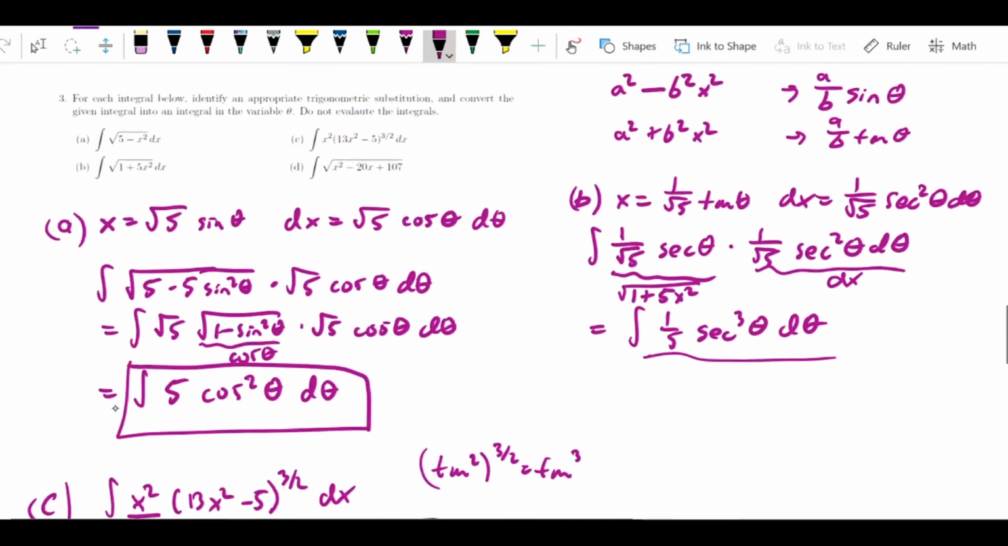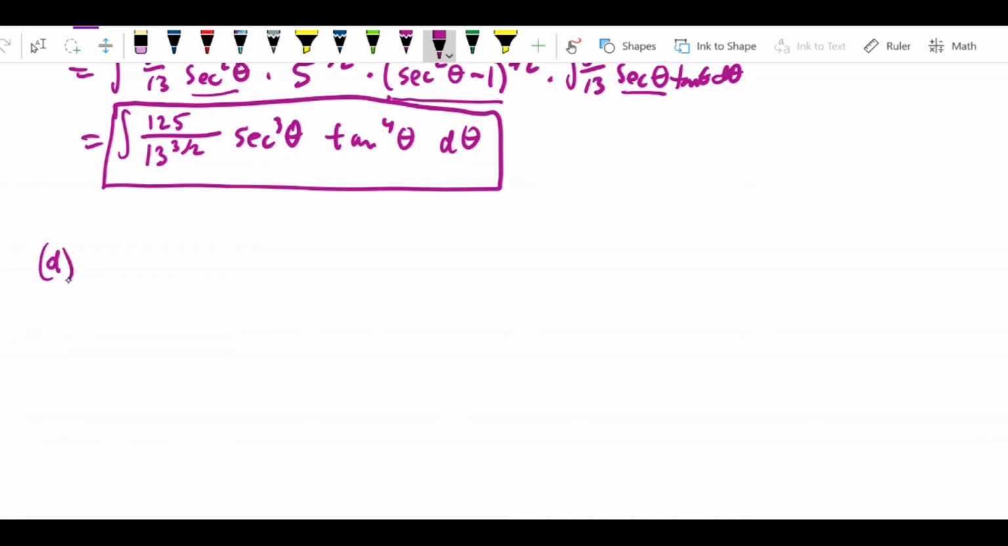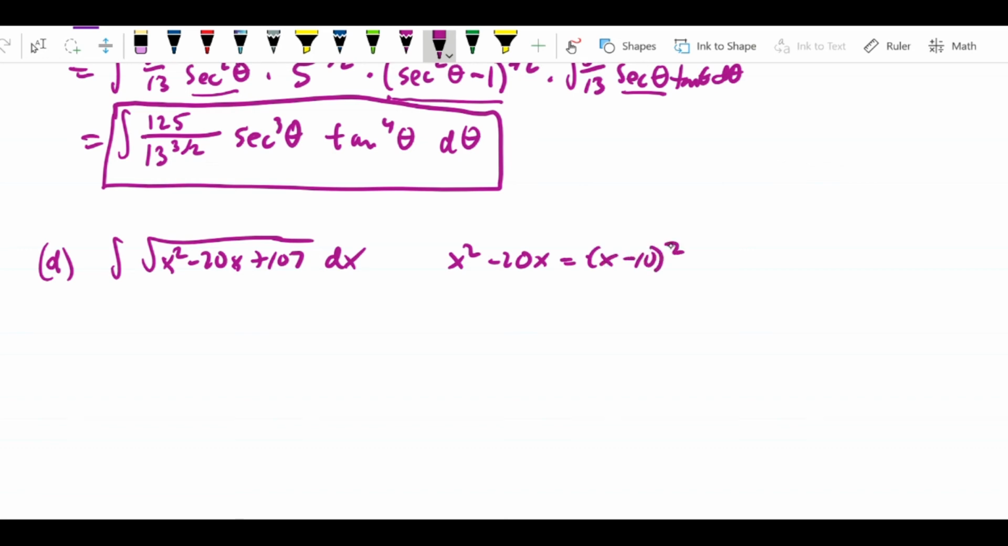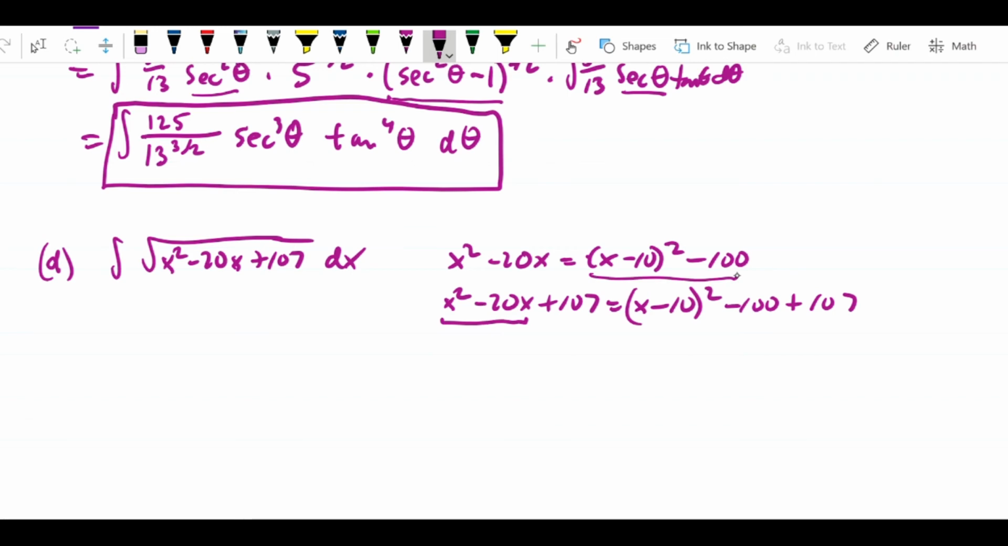Now let's do part D, which is the integral of, and by the way, there should have been a dx here. I apologize for that typo in the problem. So it's x squared minus 20x plus 107 dx, even though I didn't write it. The thing to recognize is you're going to have to complete the square with this sort of quadratic. We know that x squared minus 20x is equal to x minus 10 squared minus 100. So x squared minus 20x plus 107 equals x minus 10 squared minus 100 plus 107. I'm just replacing this part with this expression. Now I just add that up. That becomes x minus 10 squared plus 7.